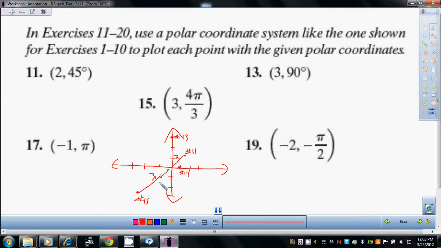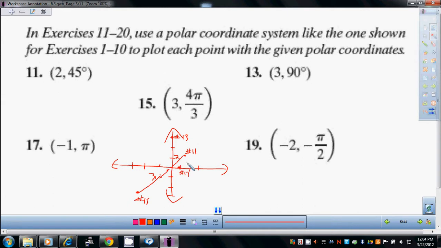Where's number 19, Adam? Adam's going to tell us. Oh, it was right here. Positive 1, positive pi, but then the negative 1 flips it over the origin. Back to here. Positive 1, pi is here, and then negative 1 flips it over the origin.